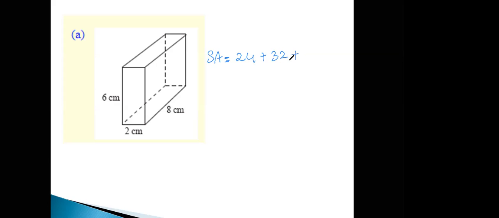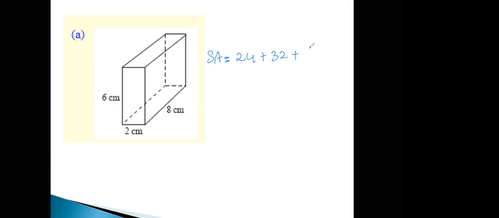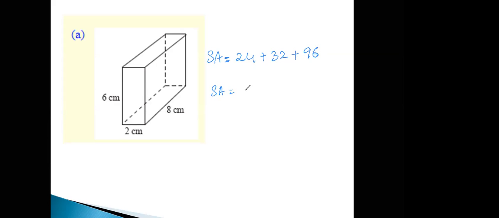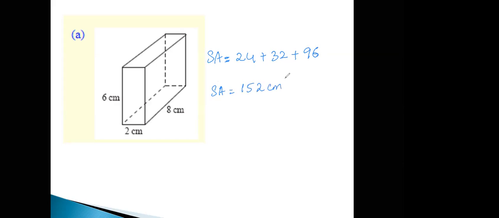Very good. Then we have the other rectangle, the one for 8 by 6, which also appears twice. So 8 by 6 is 48, then you multiply that by 2, that becomes 96. Yeah, that makes more sense. So then we need to add them together. 24 plus 32 is 56, plus 96 gives 152. So the answer is 152.